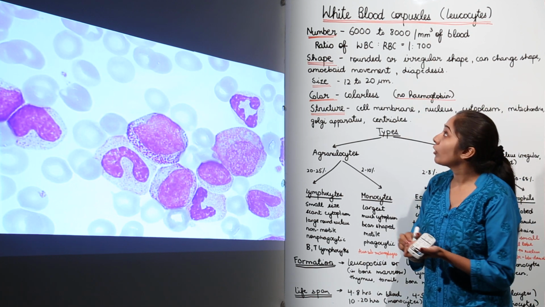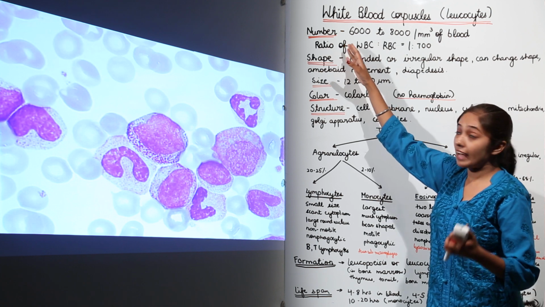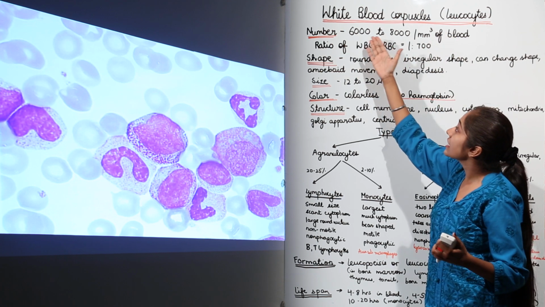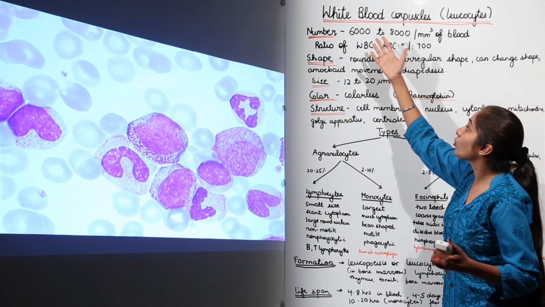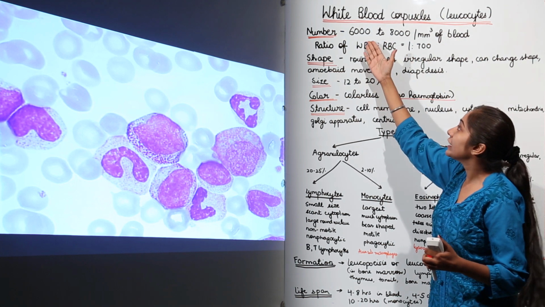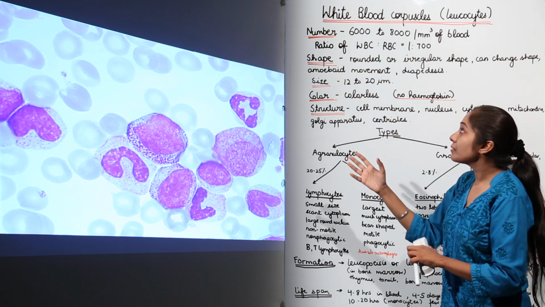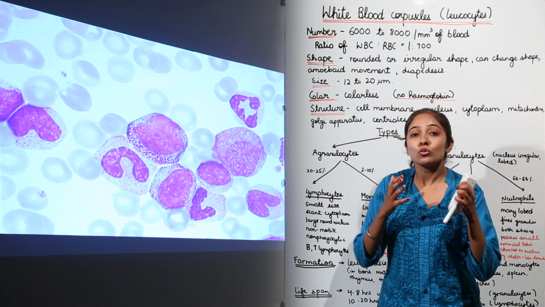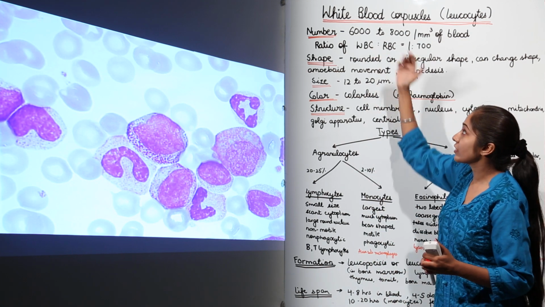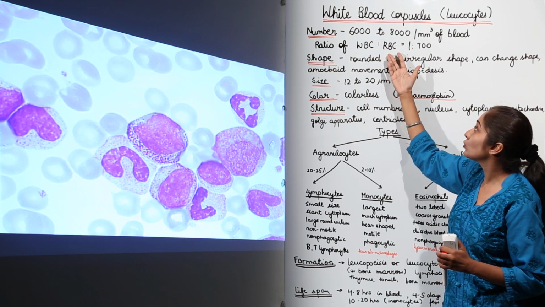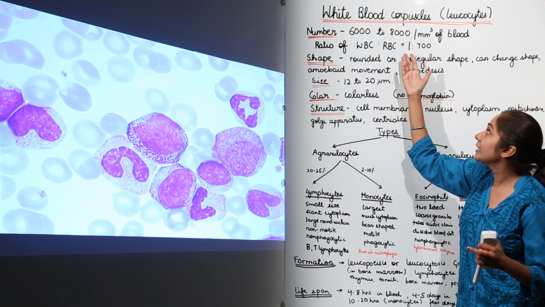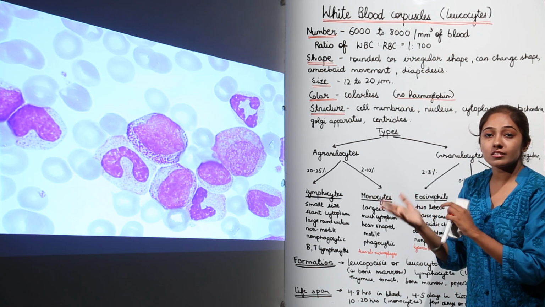When we discuss the number of white blood corpuscles, the leukocytes, they are around 6,000 to 8,000 per millimeter cube of blood. So this is the total leukocyte count, and it varies from person to person. As compared to red blood corpuscles, the leukocyte count is quite less. If we want to give the ratio of WBCs to RBCs, it is approximately 1:700. So this is the ratio.